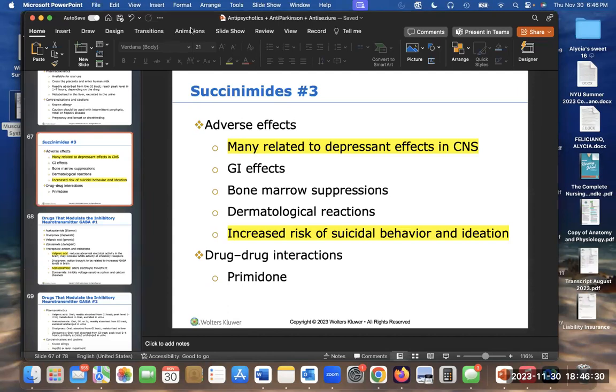Like I said, this one compared to some of the others does cause GI effects, bone marrow suppression, maybe some rashes. But if I were you, the two main ones would be the CNS depression and the increased risk for suicidal behavior.